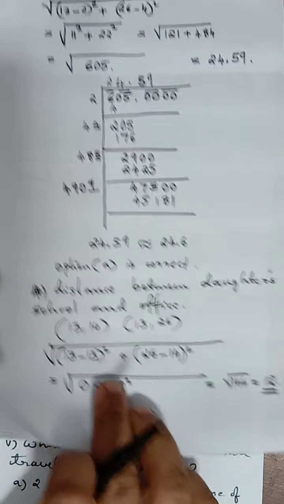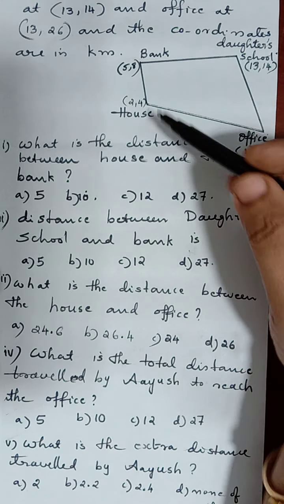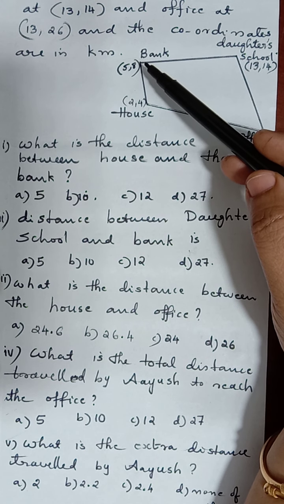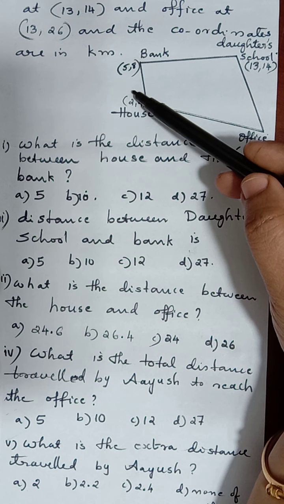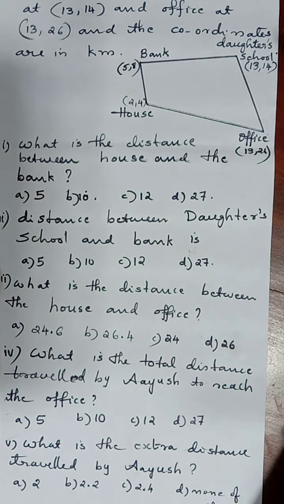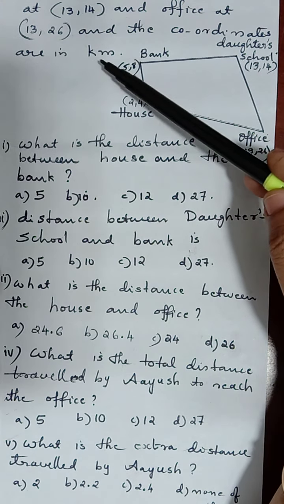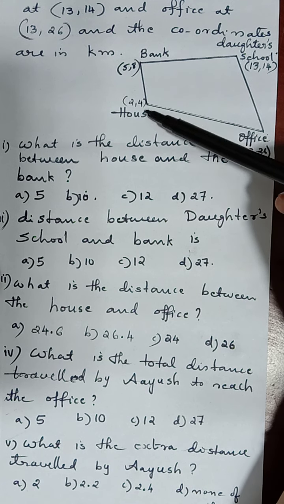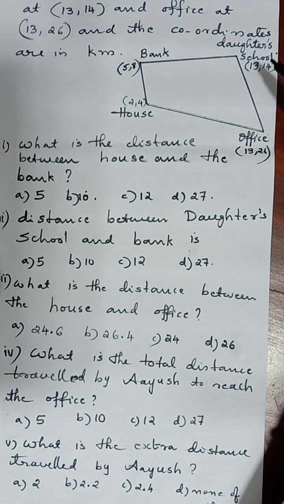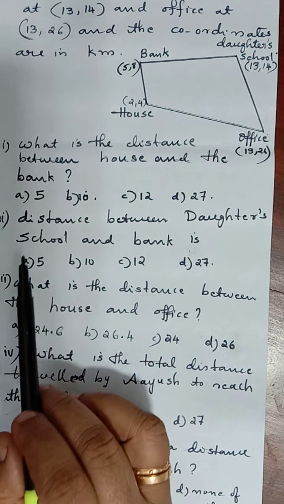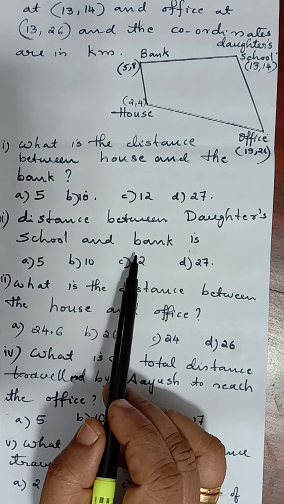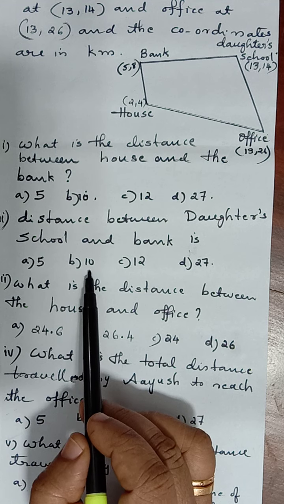So now we have all the three values. From house to bank we have found out it is 5 kilometer. They have already mentioned the coordinates are in kilometer. So this distance 5 kilometer plus bank to daughter school, which is our second question, that is equal to 10 kilometer.